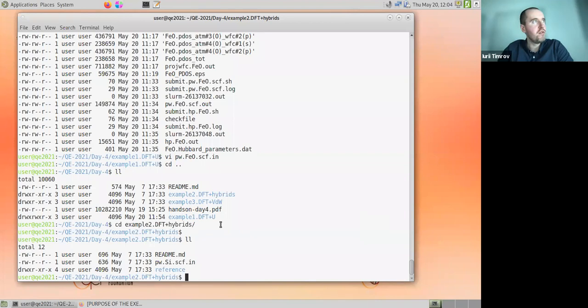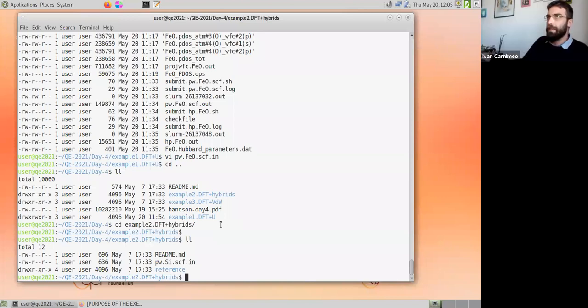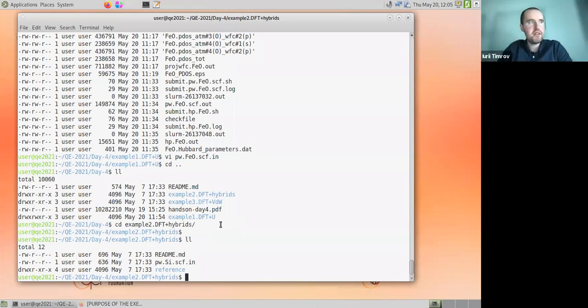Instead, for ultra-soft pseudopotentials and projector augmented wave, is this supported, your implementation even? Yes, it is supported. Okay, but just notice that in the case of ultra-soft and PAW pseudopotentials and hybrids, there is less, let's say, more limited support.